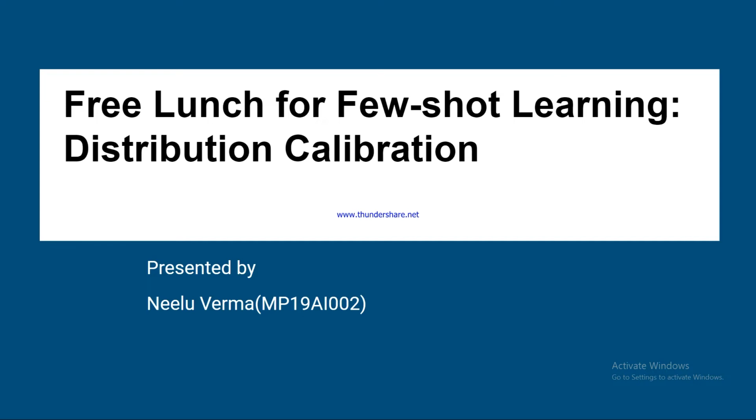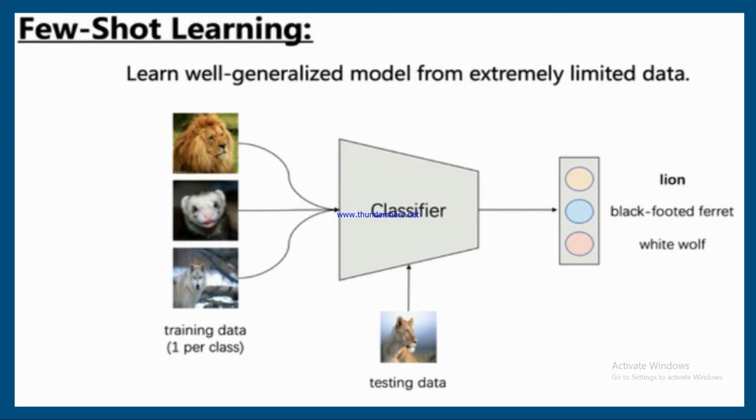Today we are going to discuss this paper, Free Lunch for Few-Shot Learning: Distribution Calibration. This is an ICLR 2021 paper, and from the previous paper reading groups, we have seen what few-shot learning is. So again, a quick review. In few-shot learning, we have a very small number of examples, like one image per class, and we want to learn a generalized model from this extremely limited data. Limited data means we have very few images, and then we want to perform the testing task.